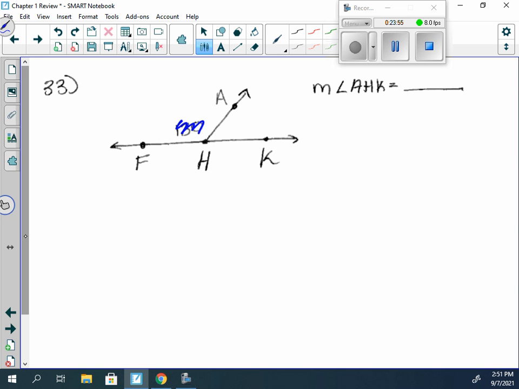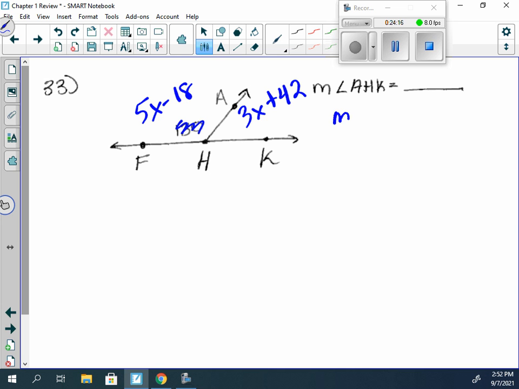You're good. So we'll look at this here. Is there any questions on number 33? We're wanting to find the measure of angle AHK and the measure of angle FHA.